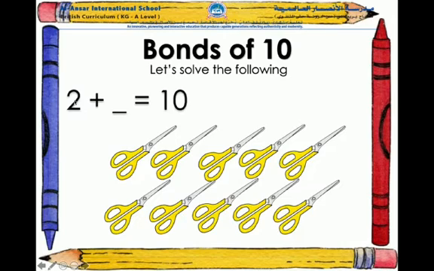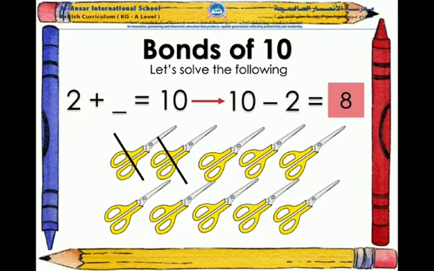Let's try it with the number 2. 2 plus a number equals to 10. Now remember, to make it easier, we can turn it into a subtraction sum. What do you think our subtraction sum will be? 10 minus 2 equals to 8. So now we have 10 minus 2, which means we take away 2, and we count how many left we have, and we have 8 left. You can try to check your answer by saying 2 plus 8 equals to 10.